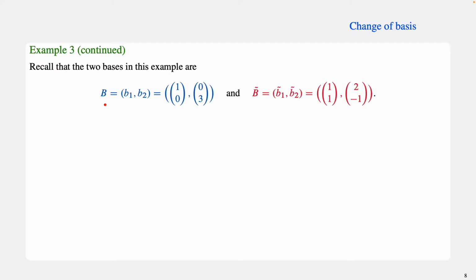Now these bases from that example were b1, b2, the vectors (1, 0) and (0, 3), and b1 tilde, b2 tilde, the vectors (1, 1) and (2, -1).